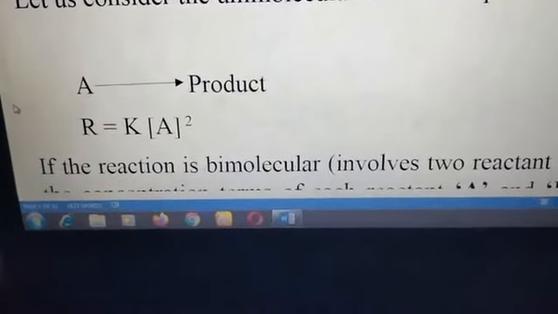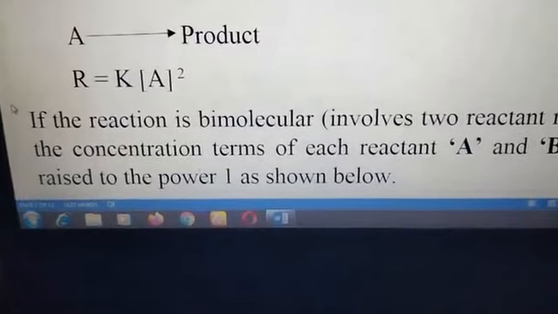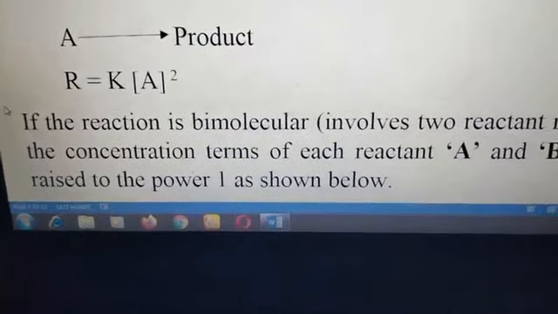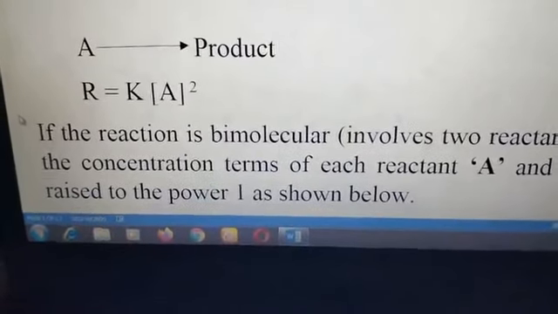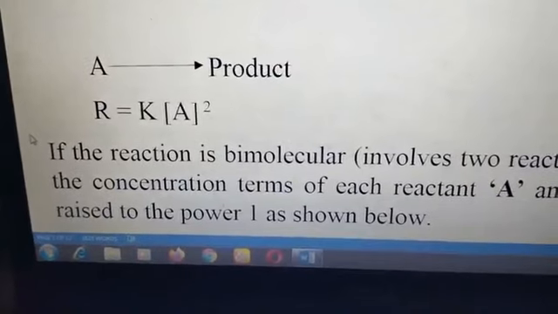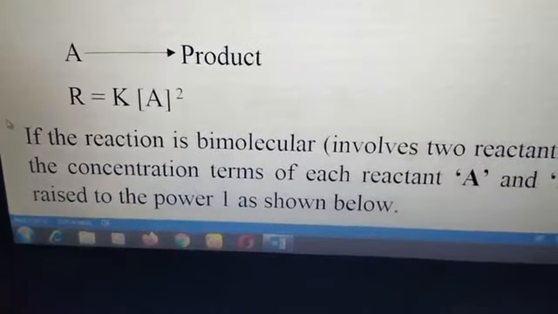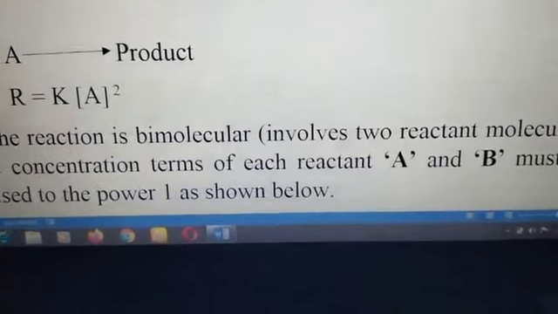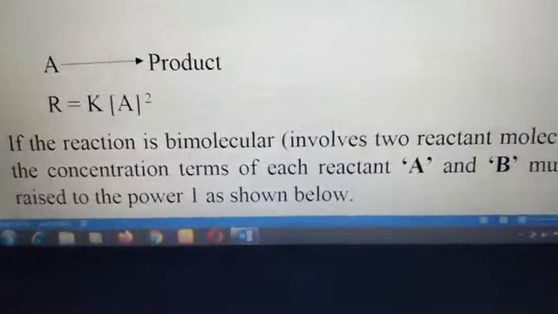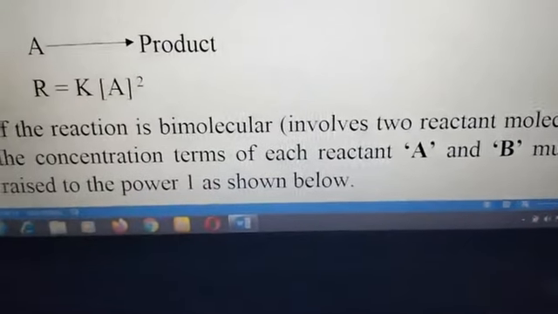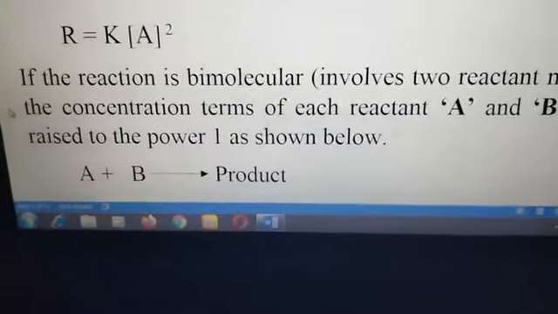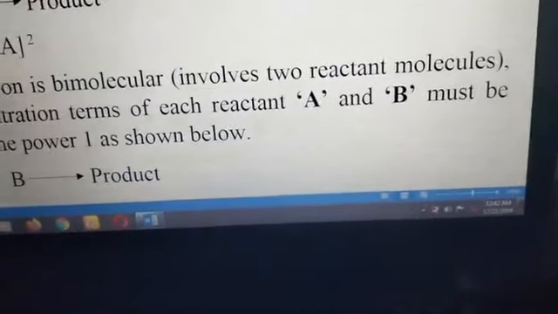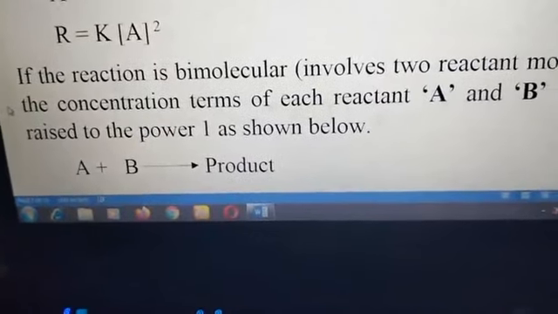So now we say if the reaction is bimolecular, that means the reaction involves two reacting particles. Remember that if a reaction involves only one reacting particle, or one mole of reacting particle, we say it's unimolecular. But if it involves two moles, or two reactants, we say that it is a bimolecular reaction. So if the reaction is bimolecular, then the concentration terms of each reactant, A and B, must be raised to power 1 as shown below.